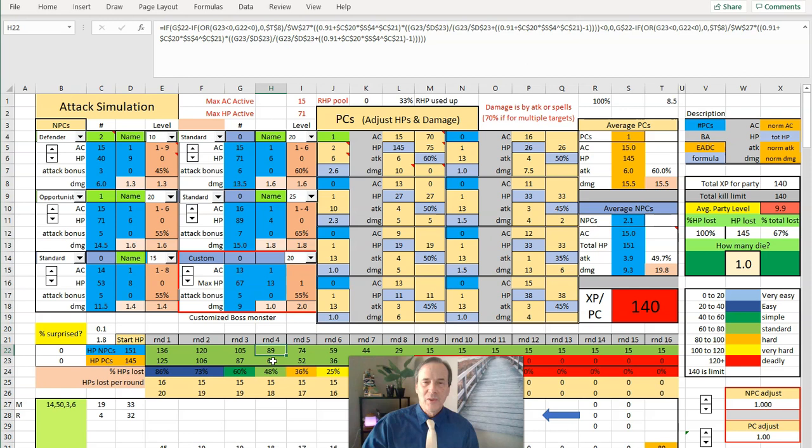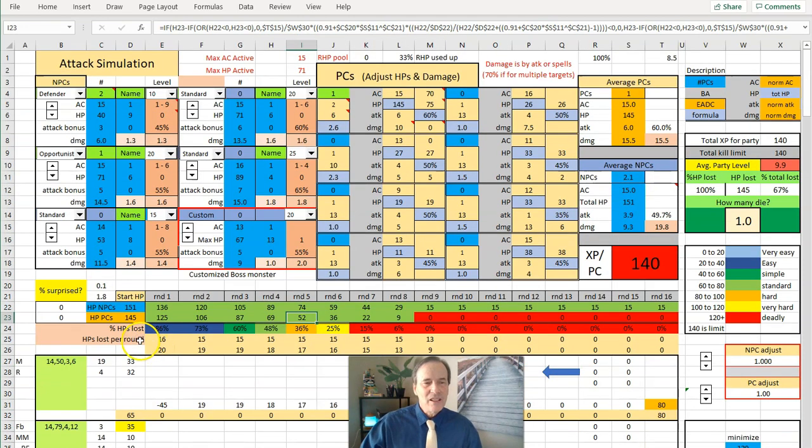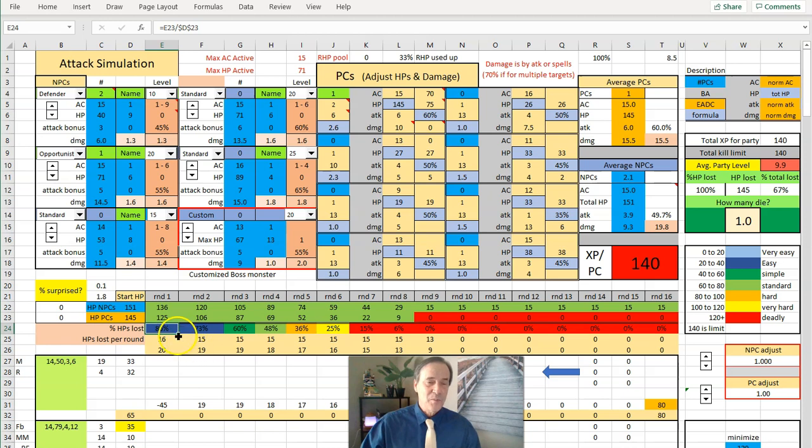I'll just leave each one up there. So you'll see how it's moving along. You can stop and pause, but it's basically once you've got the equation for round one written, you can just copy it across that whole row for the NPCs and also for the HPs. Now, down below here is going to be the percentage of hit points lost. And this is for the PCs. What percentage of hit points they've lost.